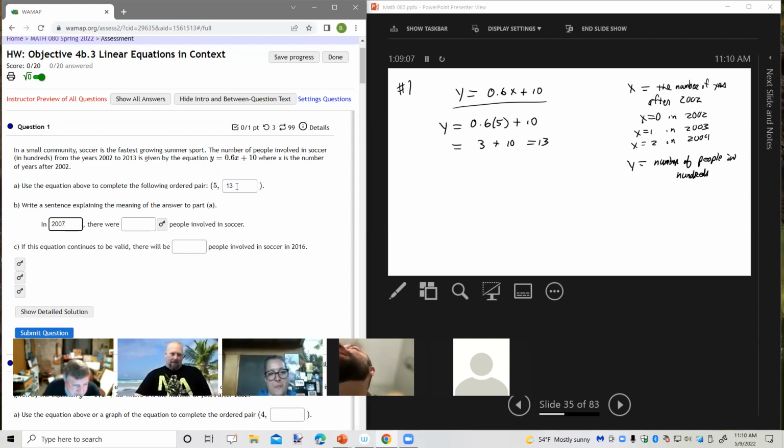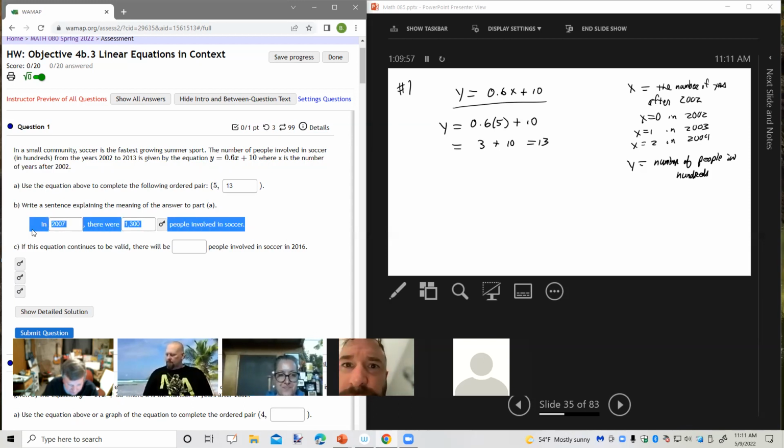All right, so how many people were involved? What does the 13 represent? 13 hundred, so that would be 1,300. In 2007, there were 1,300 people involved in soccer. So basically, we're taking this ordered pair and applying this information: the fact that the 5 is years after 2002 and the 13 is in hundreds. So here we interpret what it actually means. Is that making sense?